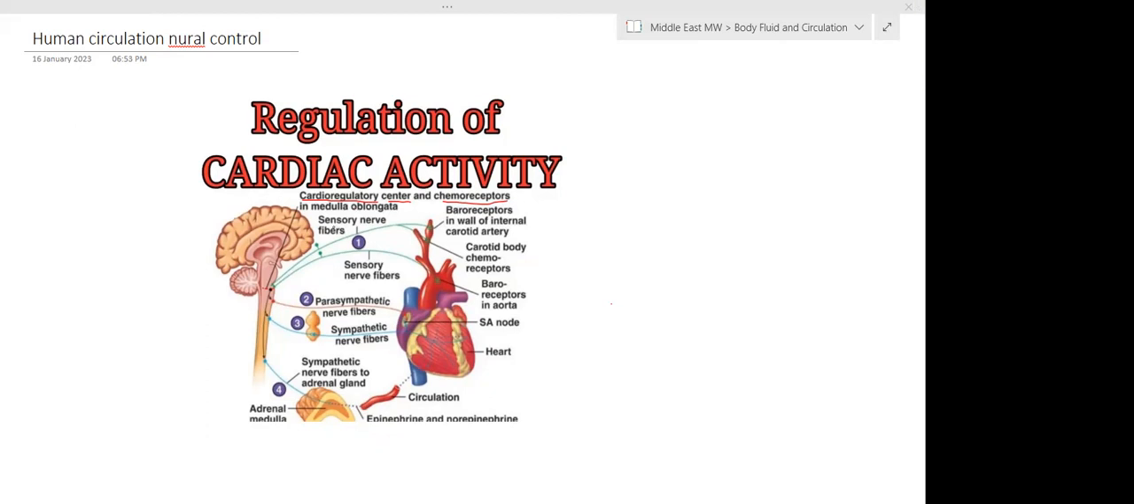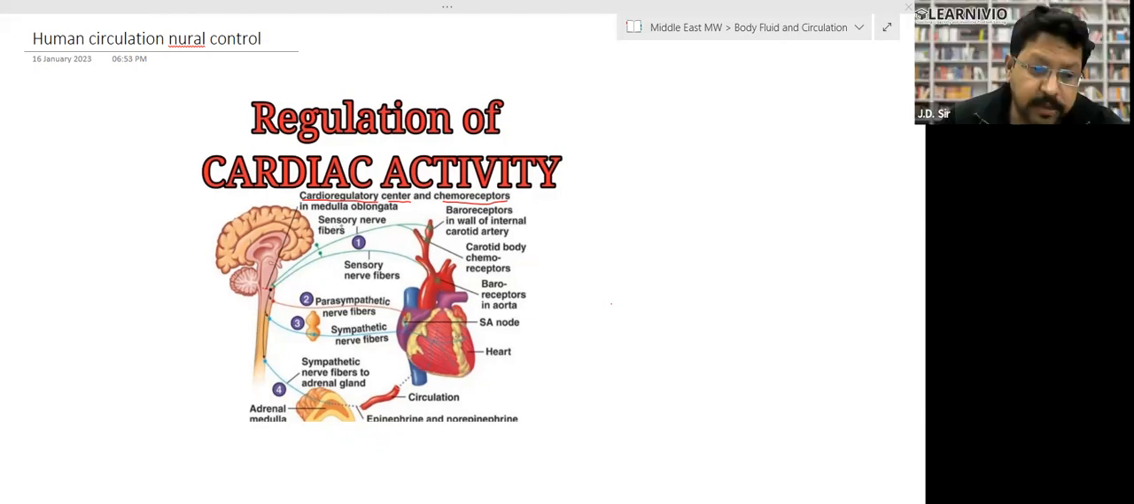Medulla oblongata connects the brain to the backbone. Exactly. This is the stalk part, also called a stalk. So there are some sensory nerve fibers. They arise from here, and they reach to the chemoreceptors in the wall of the internal carotid artery.